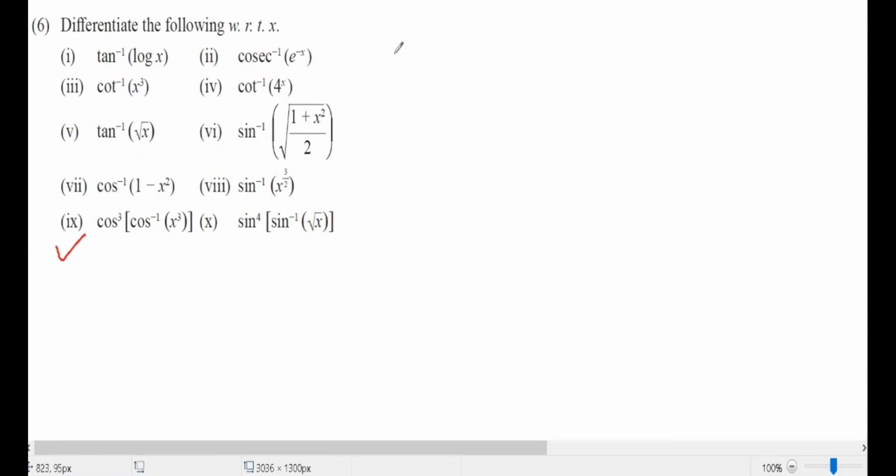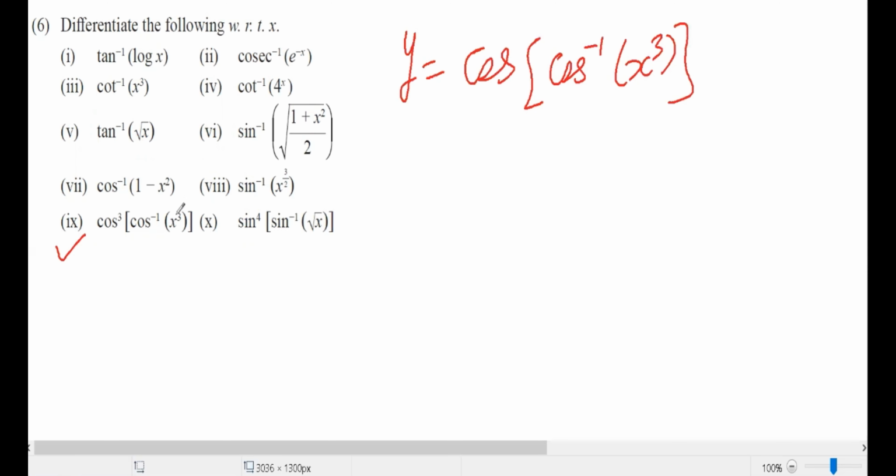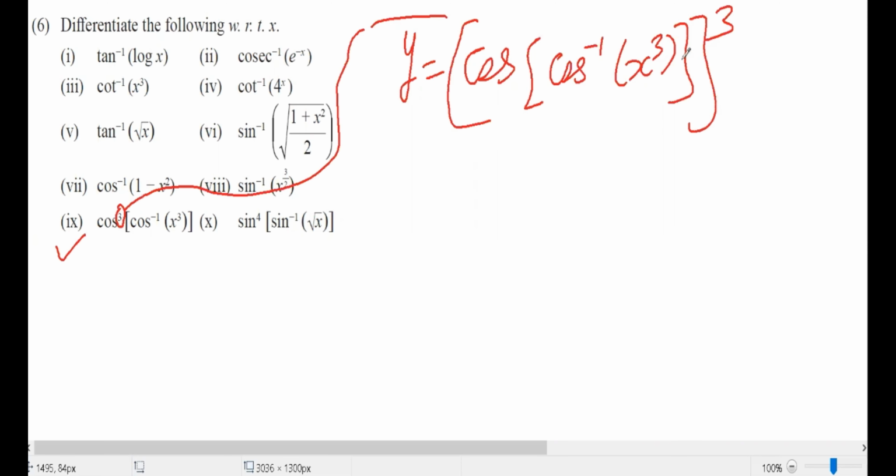The ninth one. How will I start this? I will start with let y is equal to cos of cos inverse of x cube. Now this 3 I can keep it here. It is one and the same.